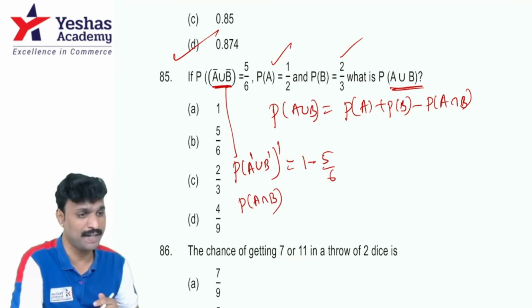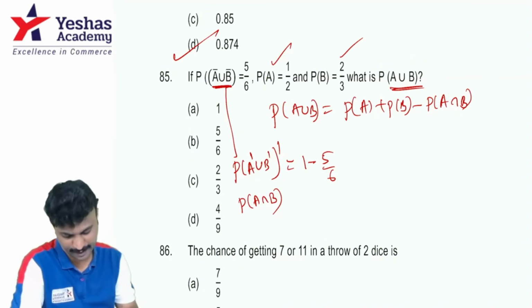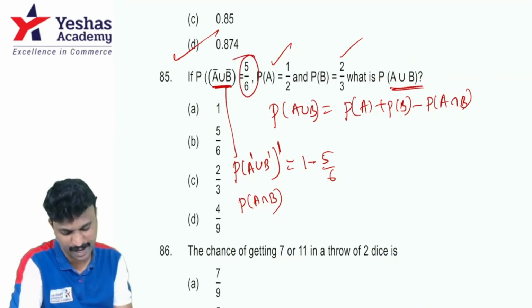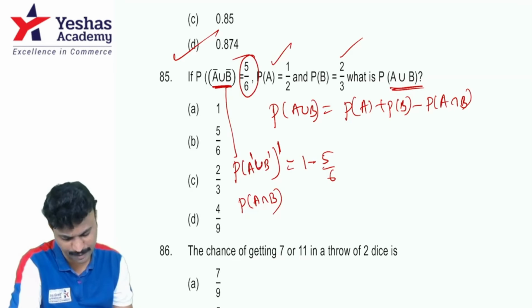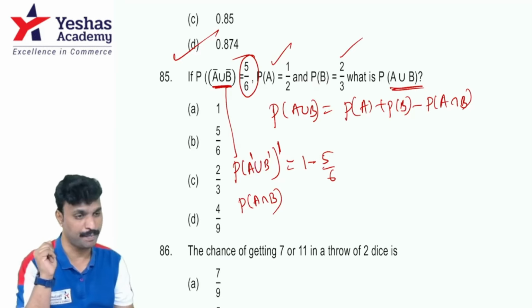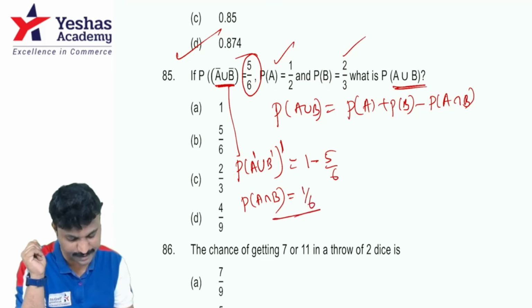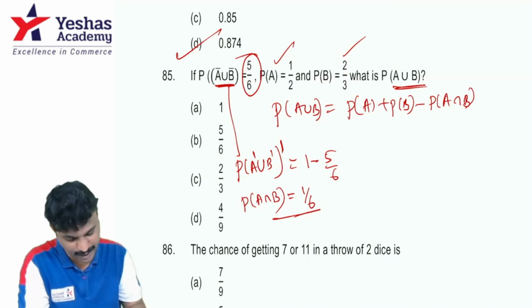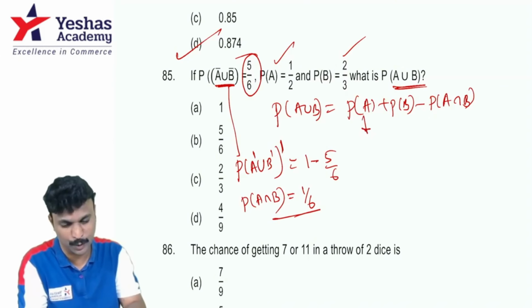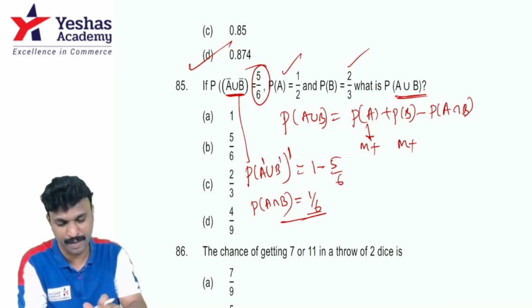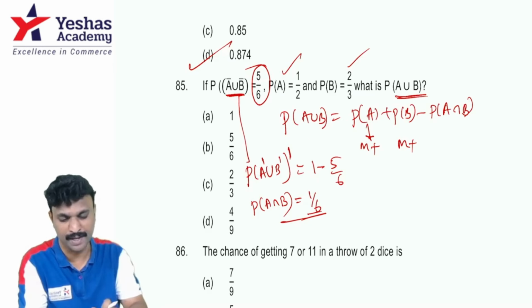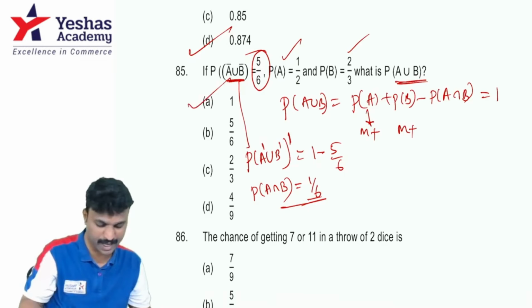Right? So as per De Morgan's law, guys, if I take the whole complement, so I have to take the subtraction from 1. 5 by 6 has to be subtracted from 1. So if I take the whole complement as per De Morgan's, union changes to intersection and A dash becomes A, B dash becomes B. So that is nothing but 1 by 6. So P of A intersection B is 1 by 6. Take your calculator. P of A is 1 divided by 2 M plus, P of B is 2 divided by 3 M plus. Then P of A intersection B is 1 by 6 M minus, MRC. The answer is 1. So option A is the right answer.